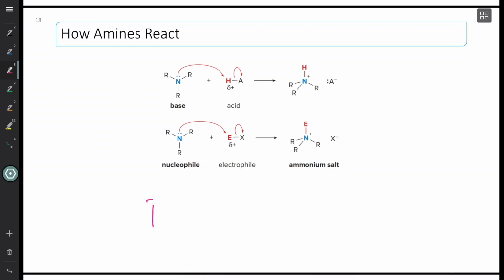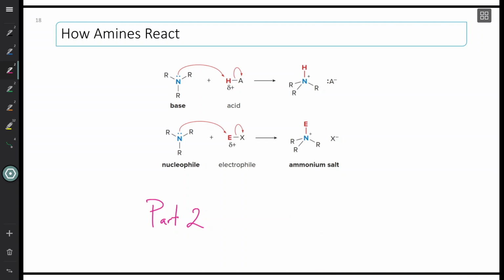This is part 2 of our amine chapter. So we've covered how amines are basic and what affects their basicity, and we've covered how to make amines. Now we're going to talk about reactions that we can use with amines. Some of them are going to be review.